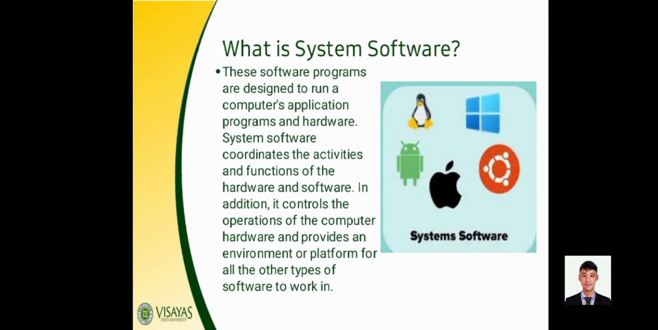What is system software? These software programs are designed to run a computer's application programs and hardware. System software coordinates the activities and functions of the hardware and software. In addition, it controls the operation of the computer hardware and provides an environment or platform for all the other types of software to work in. On the right side of the presentation are examples of system software that runs on a computer: Windows, Linux, Android, iOS.